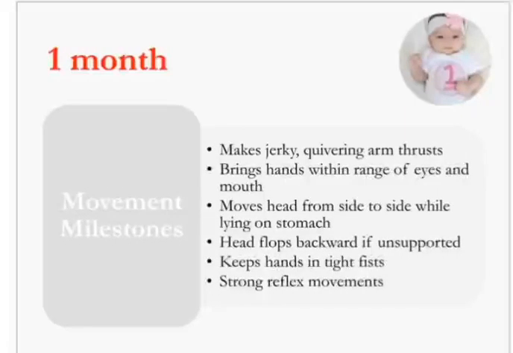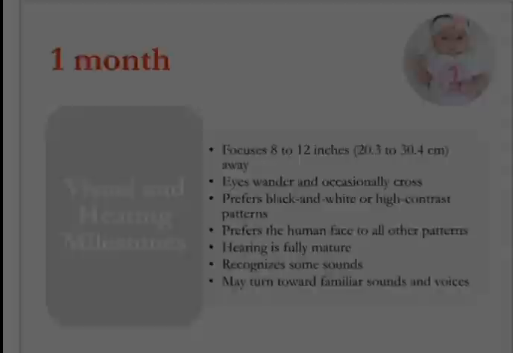In 1 month, the movement milestones: makes jerky, quivering arm thrusts, brings the hands within range of the eyes and mouth, moves the head from side to side while lying on the stomach. Head flops backward if unsupported, keeps hands in a tight fist, strong reflex movements.